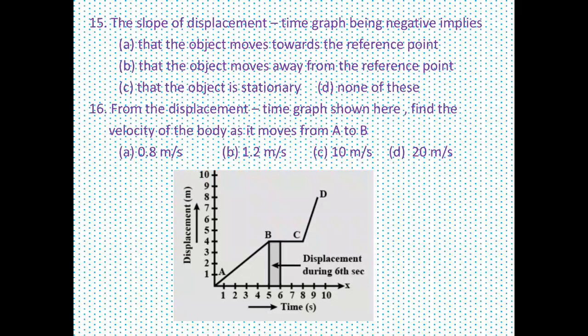Okay. In question number 16, from the displacement time graph shown here, find the velocity of the body as it moves from A to B. So here we can see that velocity can be calculated by calculating the slope of line AB. So here the slope is displacement, which is 4, by time, which is 5 seconds, and the ratio is 0.8 meter per second. So the correct answer will be A, 0.8 meter per second.